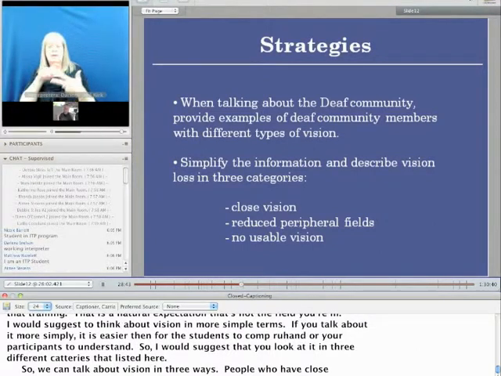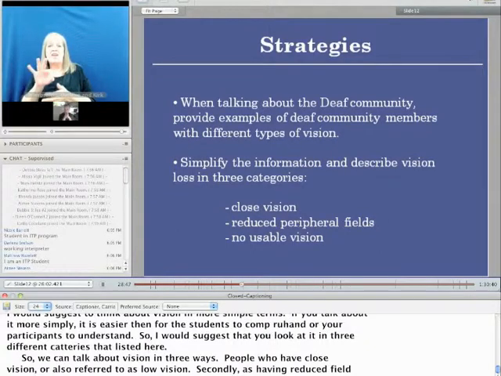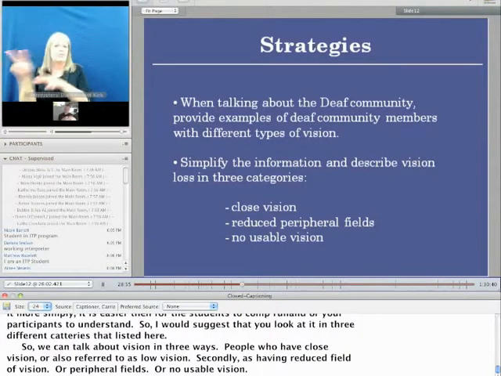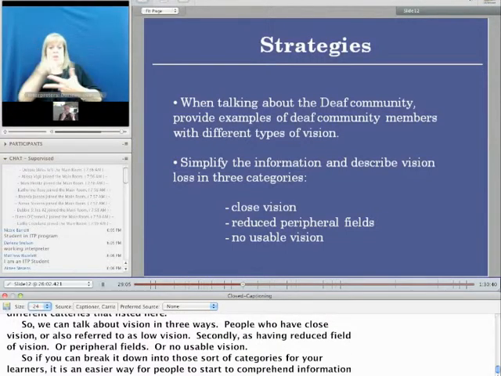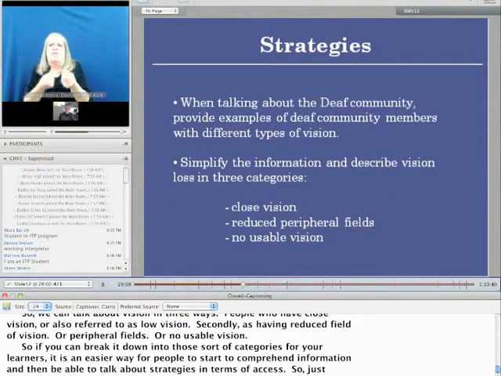Secondly, as having reduced fields of vision or reduced peripheral fields, or no usable vision. So if you can break it down in those sort of categories for your learners, it's an easier way for people to start to comprehend information and then be able to talk about strategies in terms of access. So I was just thinking about things categorically. And so then how do we do that?